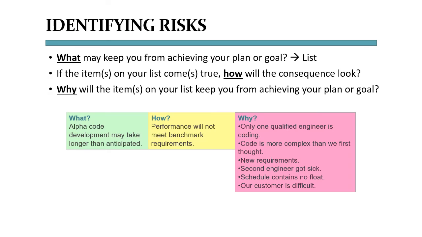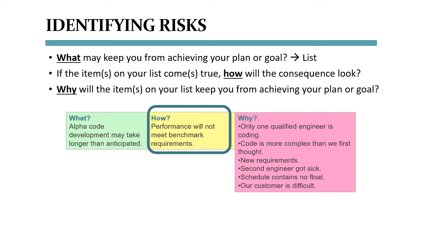Now let's take a closer look at risk identification. As with user stories, in risk identification, there is a grammar that connects the three questions that we need to keep asking throughout the project. The first question is what, as in what is the worst thing that can happen? Here the example is alpha code development may take longer than anticipated. The next question we need to ask is how is the risk going to affect the project or the product? Or in other words, what is the consequence or impact?